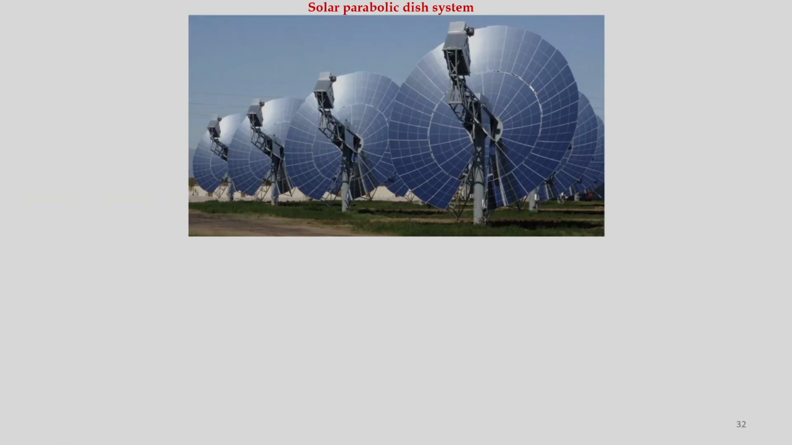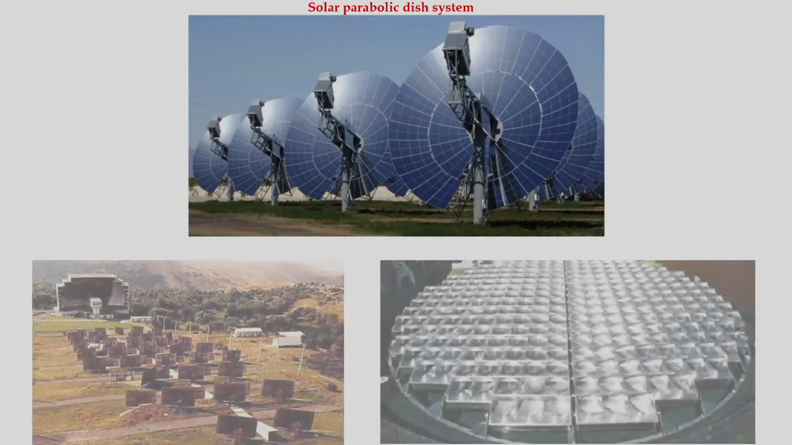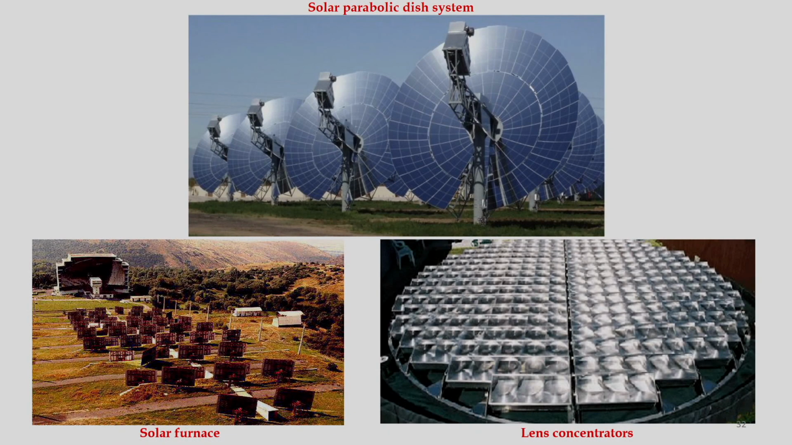And this is for the solar parabolic dish system, and you can see sometimes solar furnaces are also used for different purposes. So, this is the solar furnace, very high temperature can be achieved, and this is called lens collectors. So, lens collectors are also used for generation of electricity by using the thermal route.